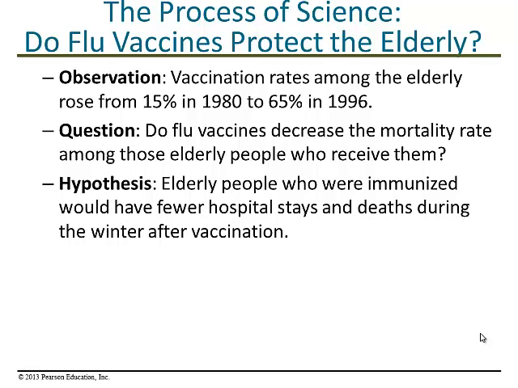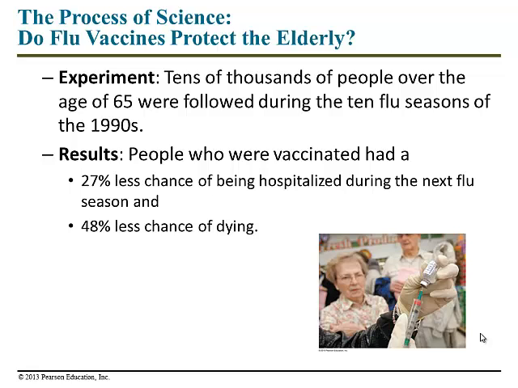So vaccination rates among the elderly rose from 15% in 1980 to 65% in 1996. So do they actually decrease the mortality rate among elderly people who receive them? What's the mortality rate? Death rate. Elderly people who were immunized would have fewer hospital stays and deaths during the winter after vaccination. So that's the hypothesis. There's too many variables that could cause those people to live a little bit longer for that test to be conclusive.